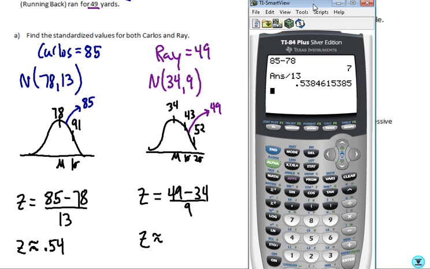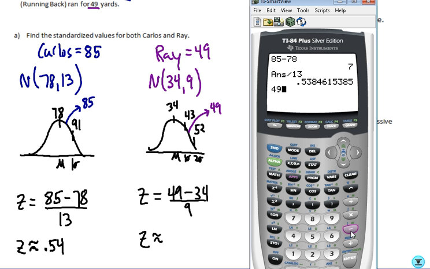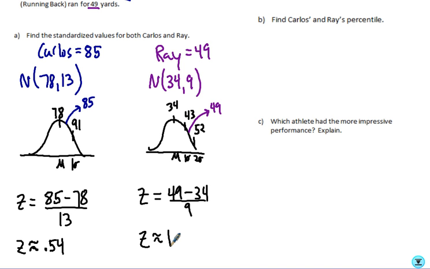So we're going to take 49 minus 34 and then divide that by 9, and we get 1.66. We said 1.67. And again, that fits with what we thought it would be because he was in between 1 and 2 standard deviations. So that's where we get that z-score 1.67.